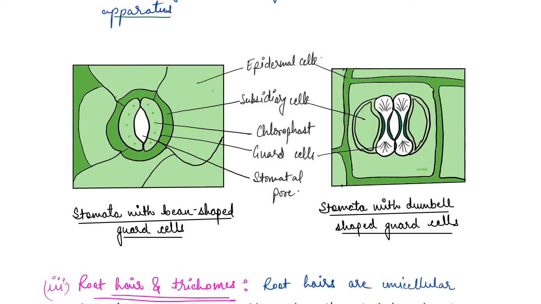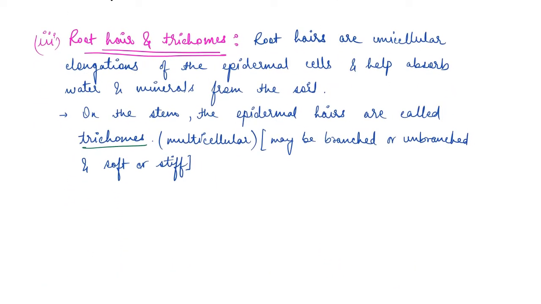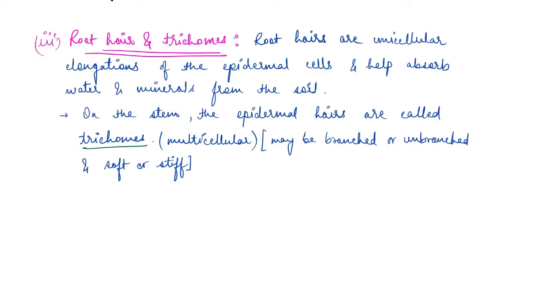So in the epidermal tissue, we have already covered the epidermal cells, the epidermis, and stomata, and now we'll see the epidermal appendages, which are trichomes and hairs, right? So let's see that as well. Basically, we'll study the root hair and trichomes. Now, the cells of epidermis bear a number of hairs, and these are nothing but root hairs. Root hairs are unicellular elongations of epidermal cells, and they help in absorption of water and minerals from the soil, right?